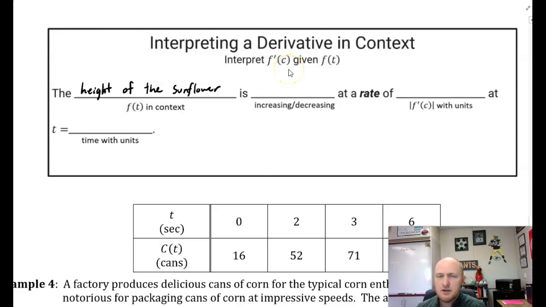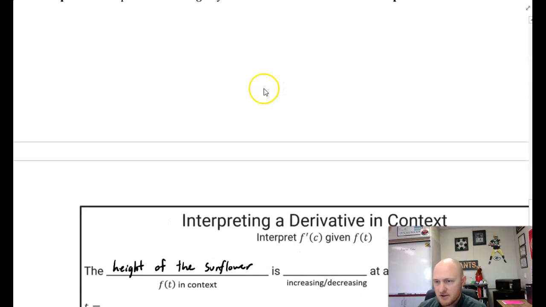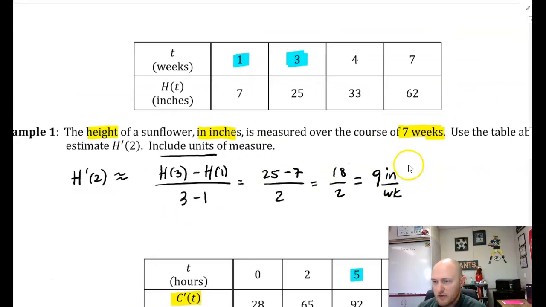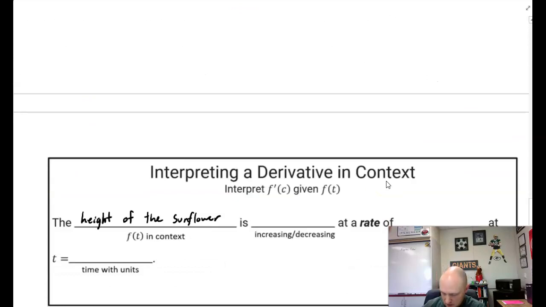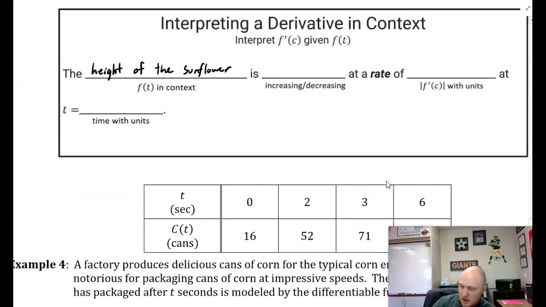Is it increasing or decreasing? Remember, this is a rate, so is that rate increasing or decreasing? Well, if I go up here, it's a positive number. It has 9 more inches per week. Well, that's increasing, right? You can think about a sunflower plant growing. That's increasing. It is increasing.